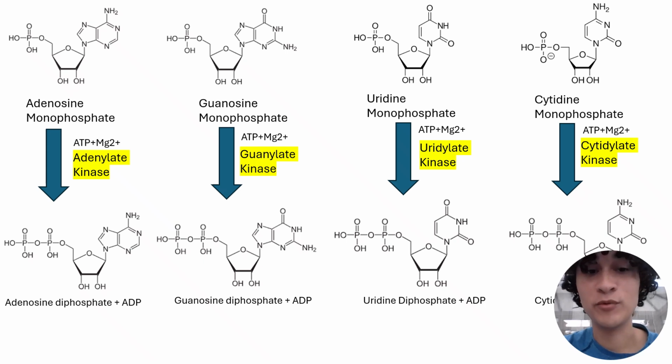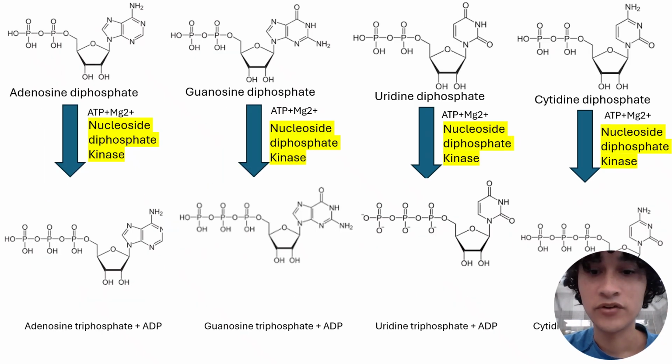And again, it's the same principle for the other monophosphates: adenosine monophosphate, cytidine monophosphate. ATP is always that phosphate donor. Magnesium is always a charge shield, and the kinase enzymes, whether they're cytidylate or adenylate or guanylate, will always catalyze that transfer of phosphates. So now we've got our uridine diphosphate, with our two phosphate groups, our alpha and beta phosphate. The alpha phosphate's linked to the ribose sugar via a phosphoester bond, and then the alpha phosphate's linked to the beta phosphate via a phosphoanhydride bond.